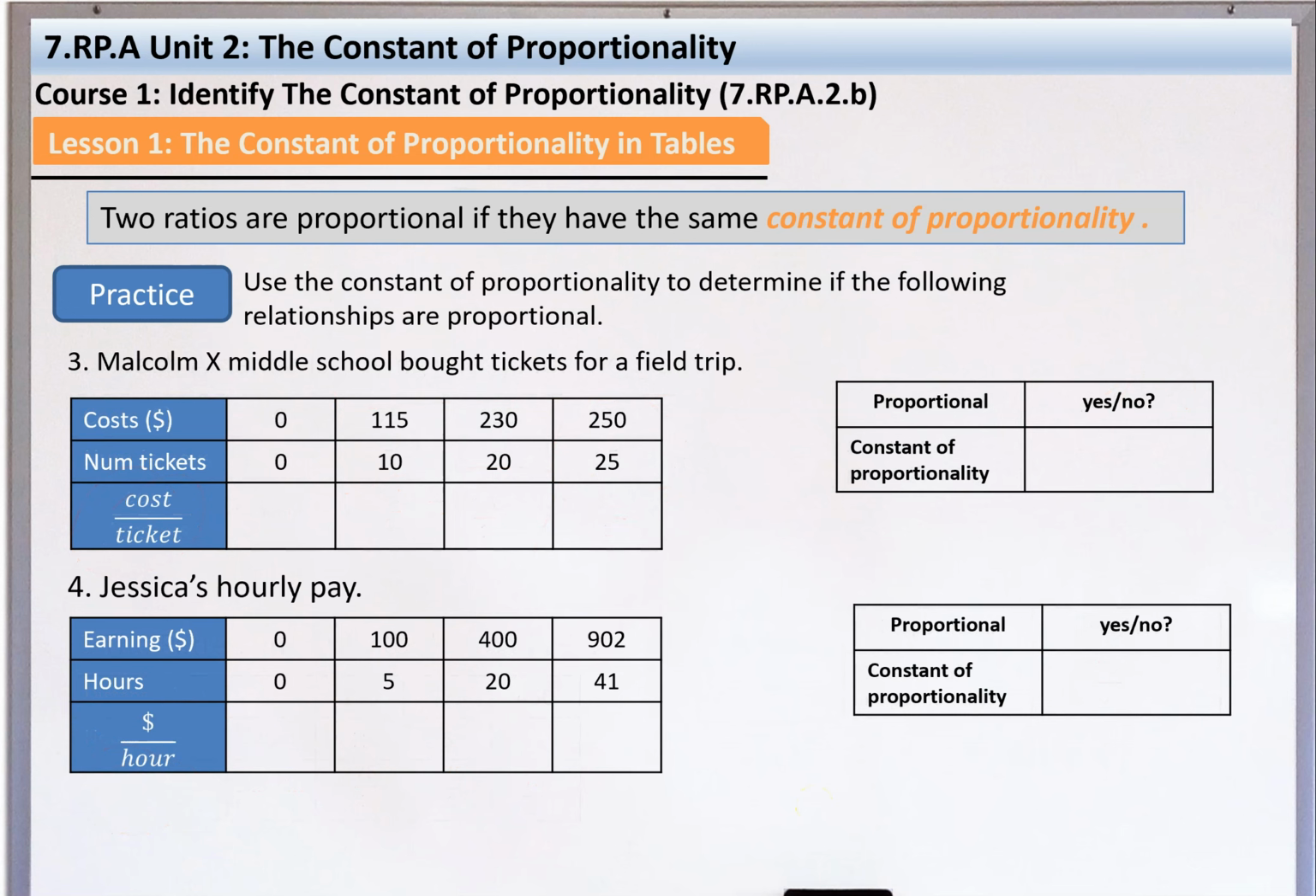Okay, and I believe this is the last slide. So, Malcolm X Middle School bought tickets for a field trip. Is it proportional? And if so, what's the constant of proportionality?